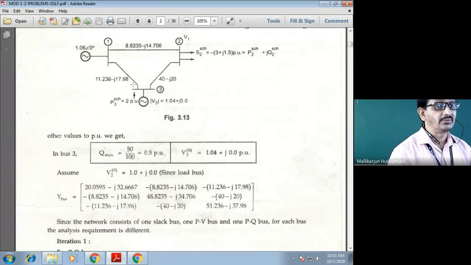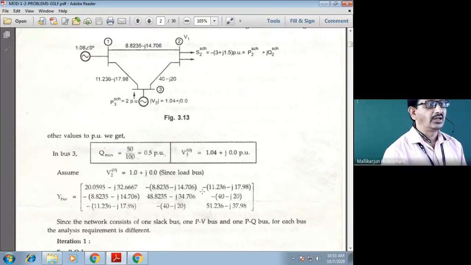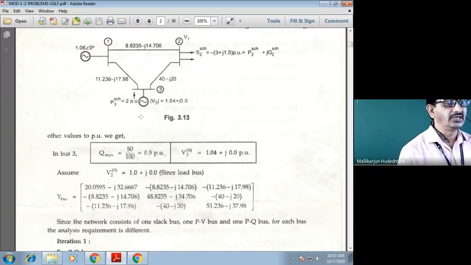11.236 minus j 17.98 inside the bracket. Outside there is 1 minus, nothing but negative of the y13 is put here. This is about the first row. The same thing should be continued for row number 2 for bus 2, and row number 3 for bus 3.